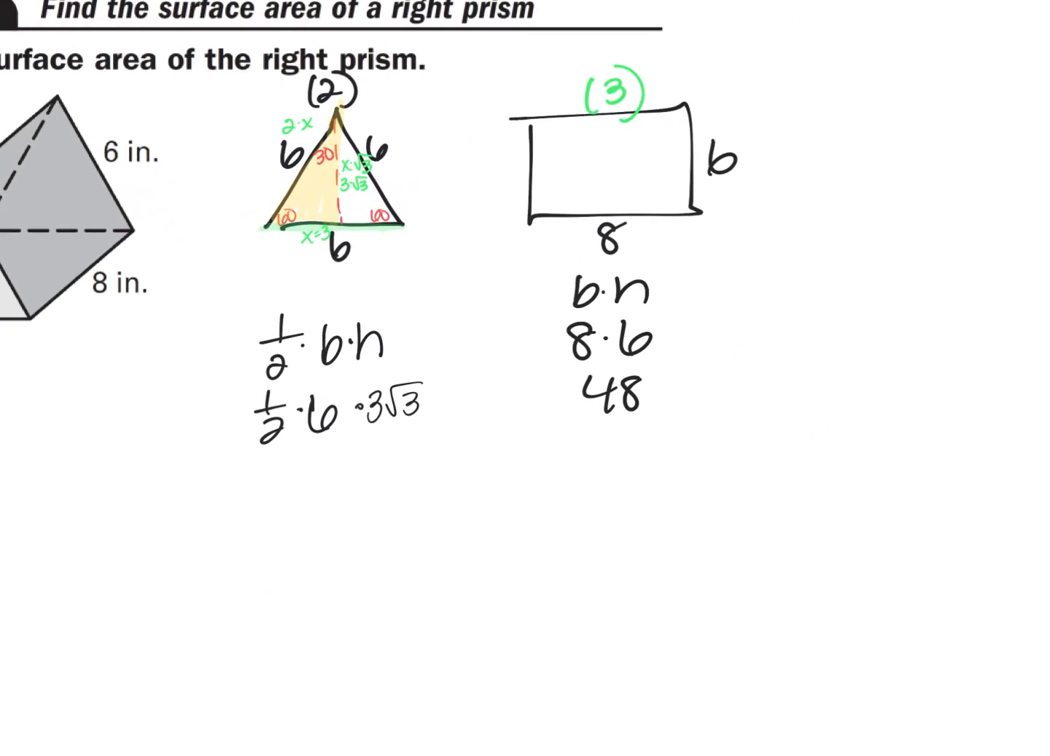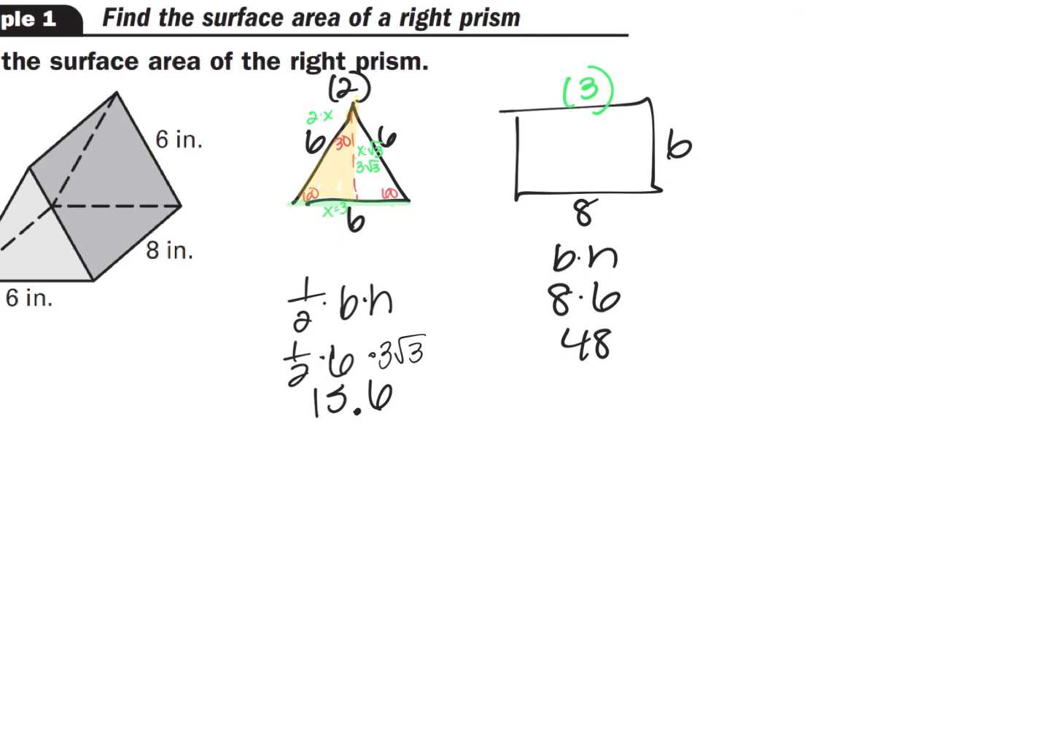All right, so let's do some math. Okay, I'm going to type that in my calculator. And I have 15.6. All right, we're ready to do the surface area. So how many sides or how many faces are 15.6? 2 of them, so it's going to be 2 times 15.6. Plus there's 3 faces that are 48. And then type that in your calculator.